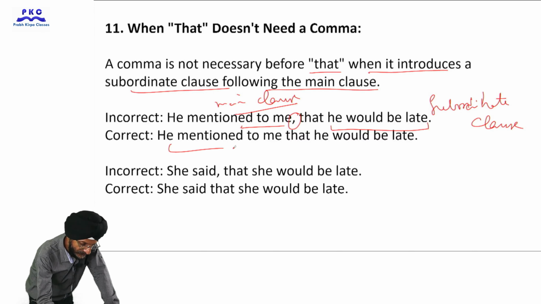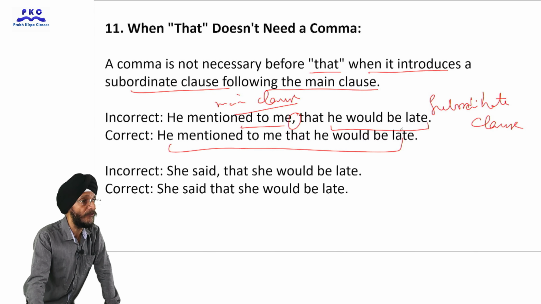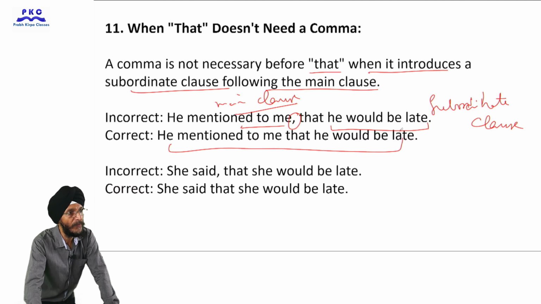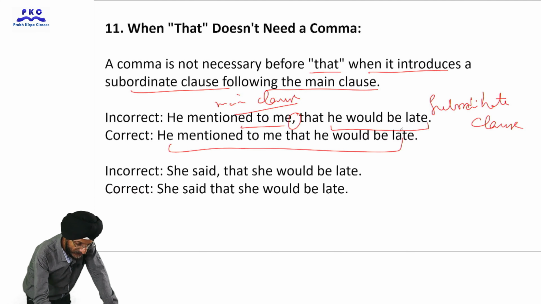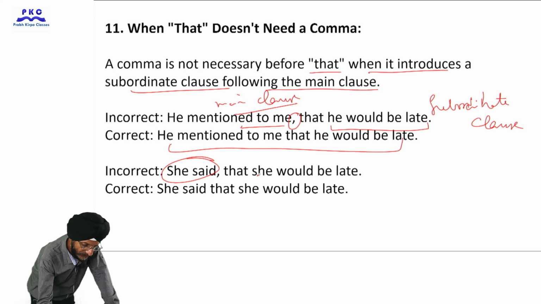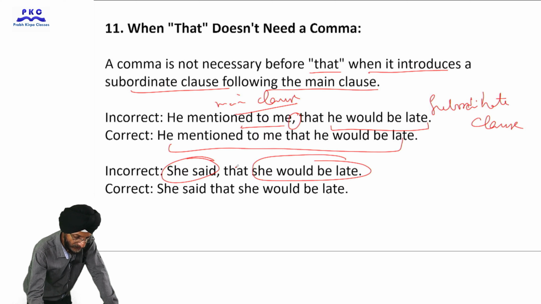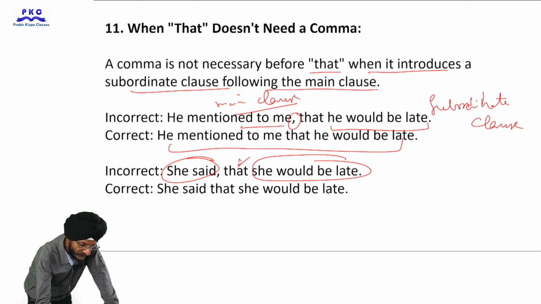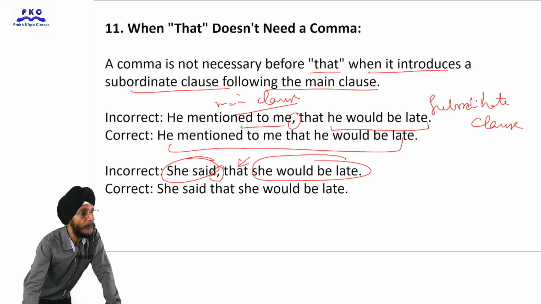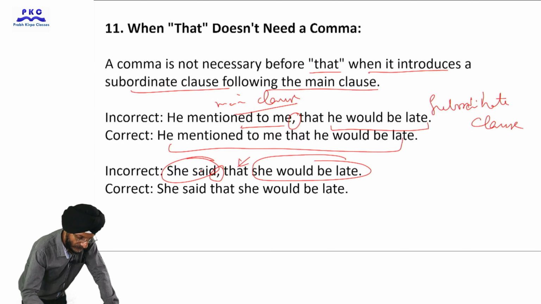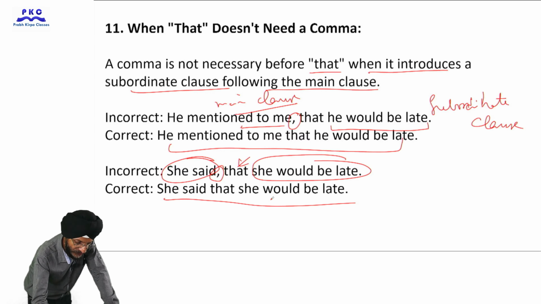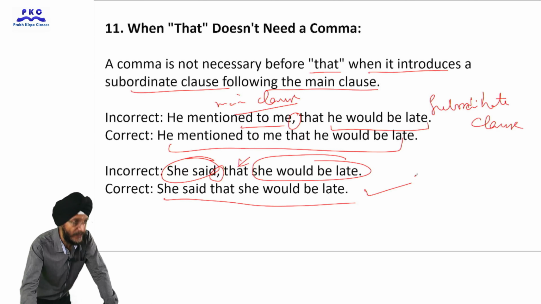So the correct sentence is written here. He mentioned to me that he would be late. There is no comma before that. Now, he said, comma, that he would be late. He said is the main clause. She would be late is a subordinate clause that has been inserted, and we should not put a comma before that. The correct sentence is written here. She said that she would be late.